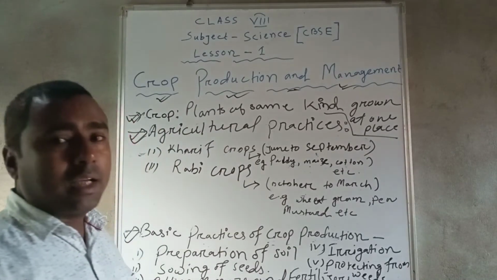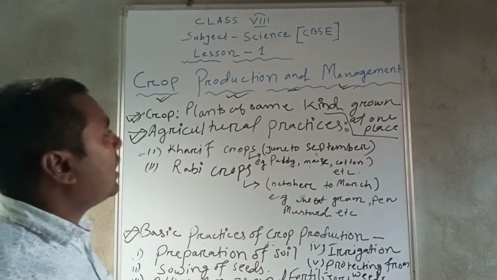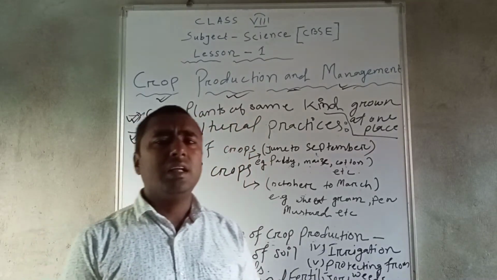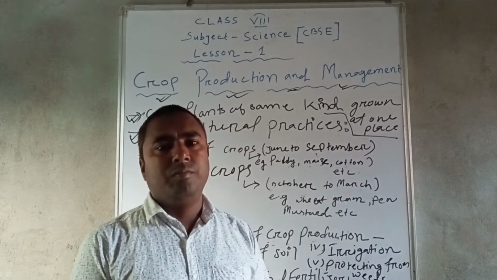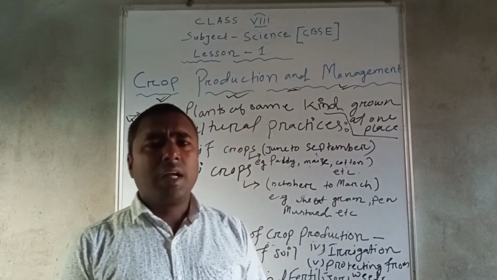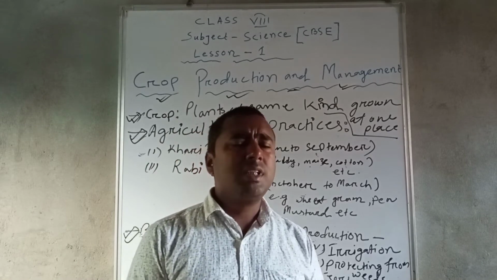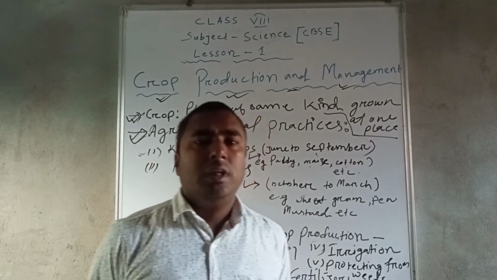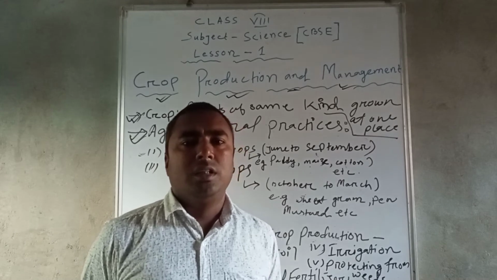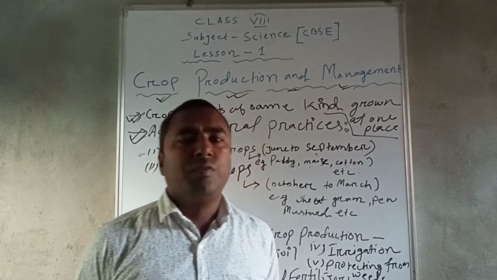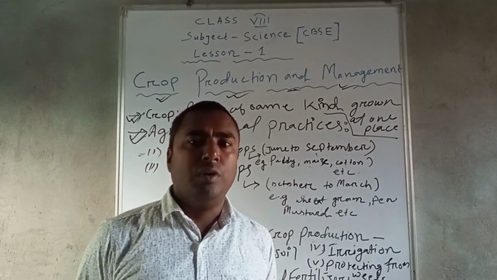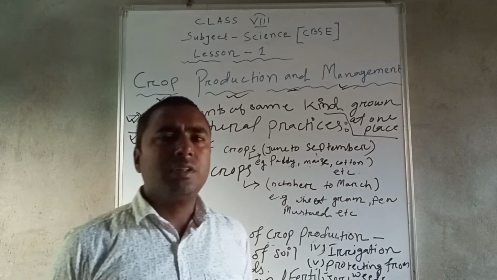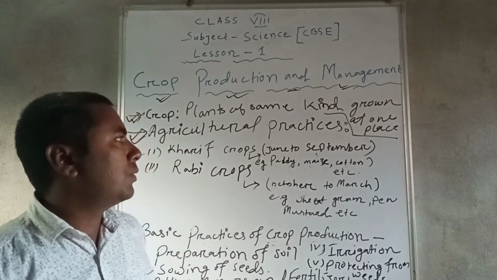Next, let us see the second topic, agricultural practices. Agricultural practices means how agriculture is done. In our country, there is diversity in each and every aspect. In the same way, there is also diversity in climatic conditions. Everywhere the same amount of rainfall doesn't occur, the same amount of humidity is not found, and the temperature is not uniform. That's why different types of crops are grown in different parts of the country.